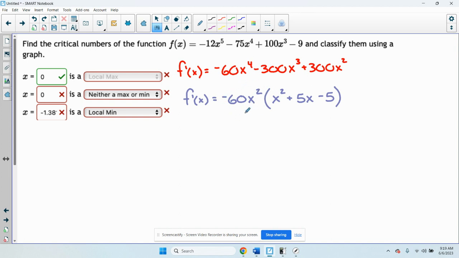Well, obviously that's going to be x equals 0. And then what makes this thing 0? Unfortunately, it doesn't factor, so we're going to have to use the quadratic formula. I'll just do that real quick.